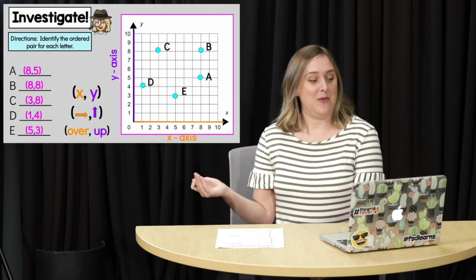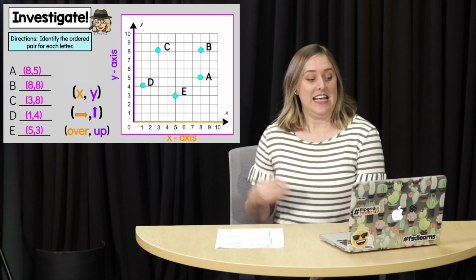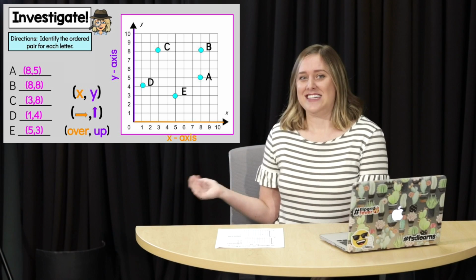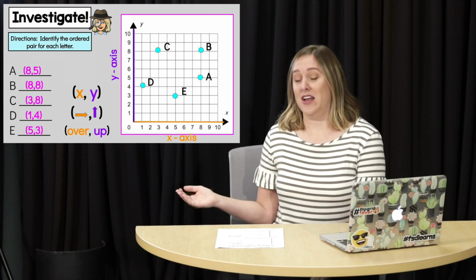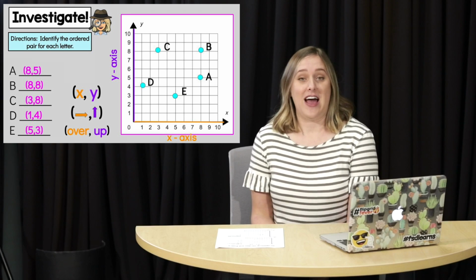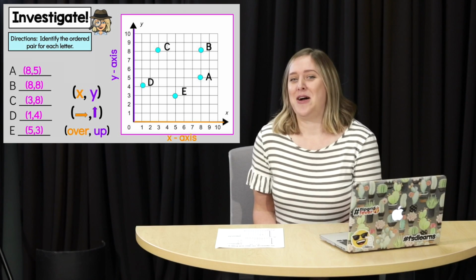All right, we're back. Let's see how we did. Okay, so B would be at 8 comma 8, C would be at 3 comma 8, D would be at 1 comma 4, and E would be at 5 comma 3.